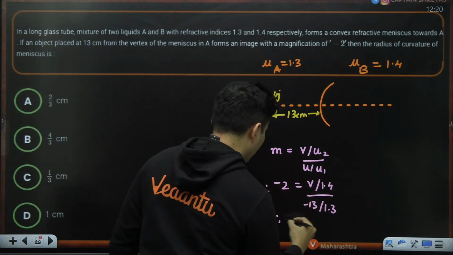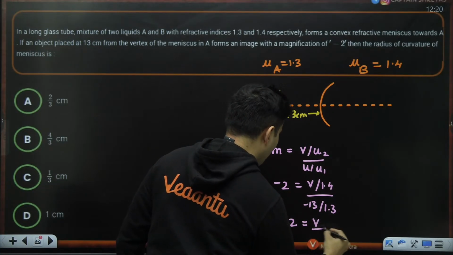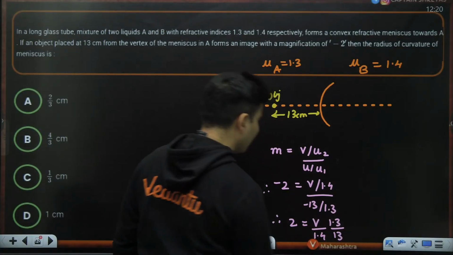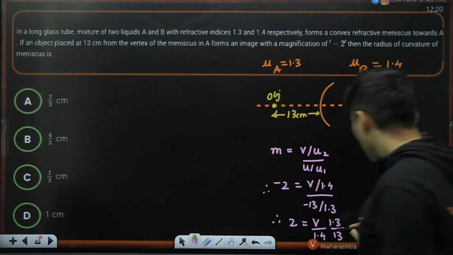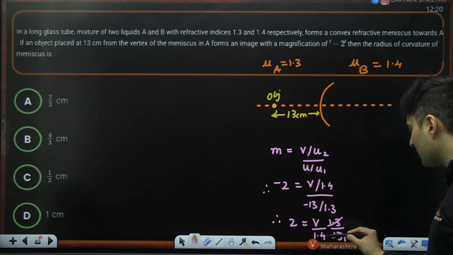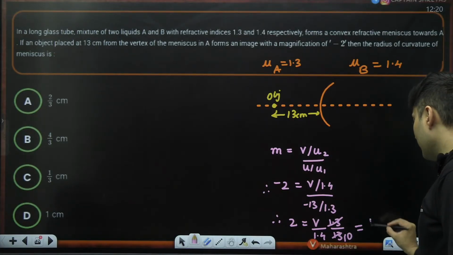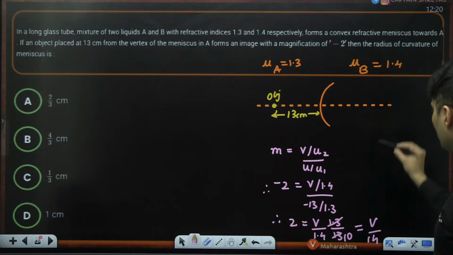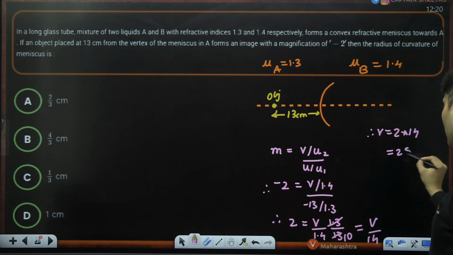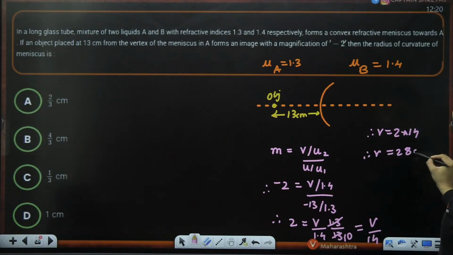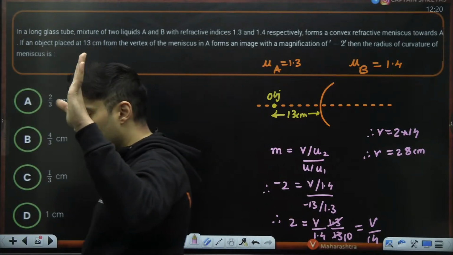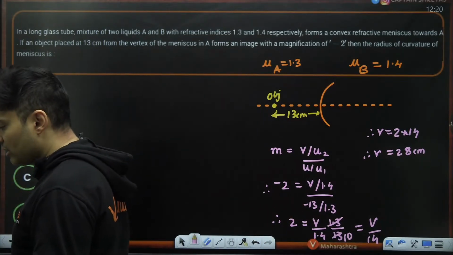Therefore, 2 is equal to V divided by 1.4, and there will be 13 over here and 1.3. Now 1.3 goes with 13 ten times. 10 into 1.4 will give me 14. So V will be 2 multiplied by 14, so it will be 28. Check this out: image distance is 28 centimeters. Is this point absolutely clear?